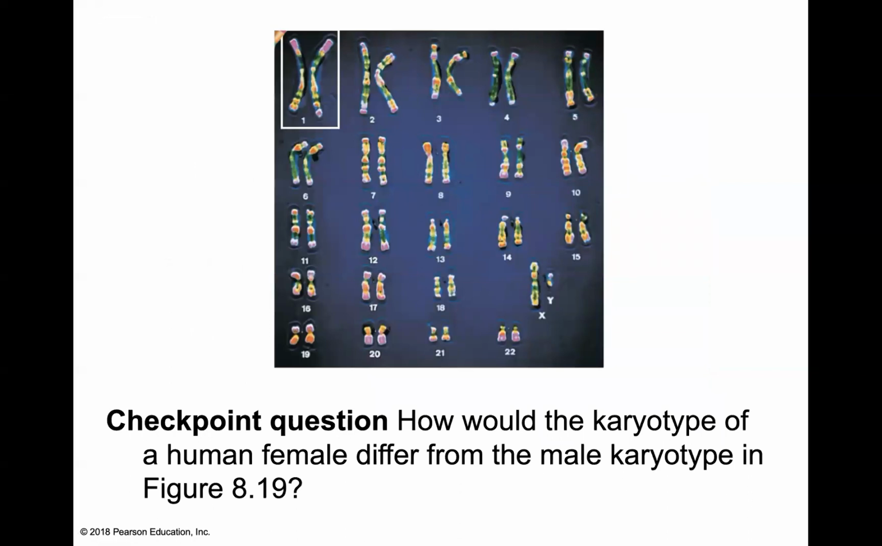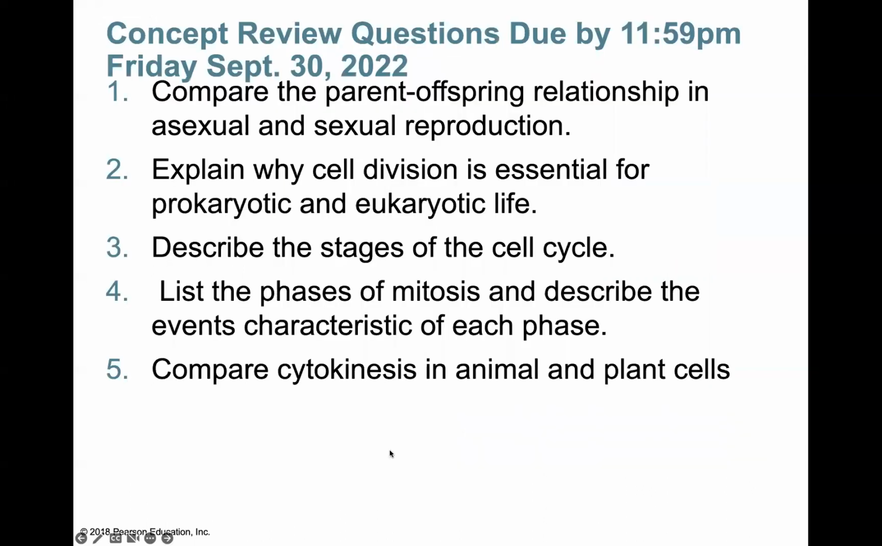Okay, so this checkpoint question says, how would the karyotype of a female differ from the male karyotype? Right, we're going to see that difference here in this pair of 6 chromosomes. Okay, which pair would be female, which pair would be male? All right, let's stop here.